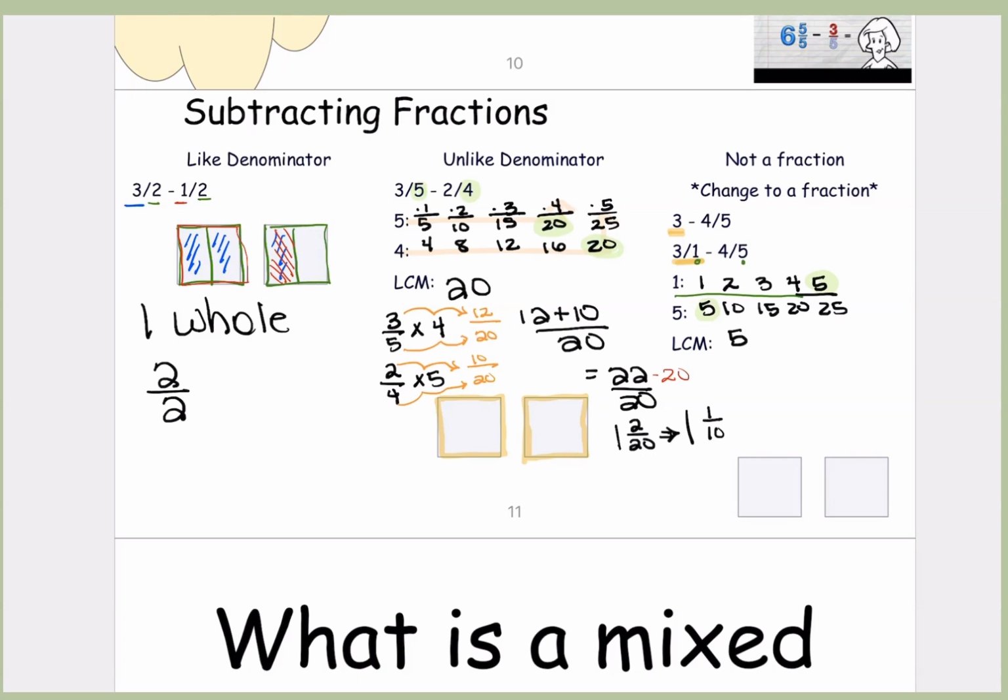We're going to go back and rewrite our fractions. 3 over 1. And what did we need to do to get there? We needed to multiply by 5, so I will put times 5. Then we have 4 over 5.